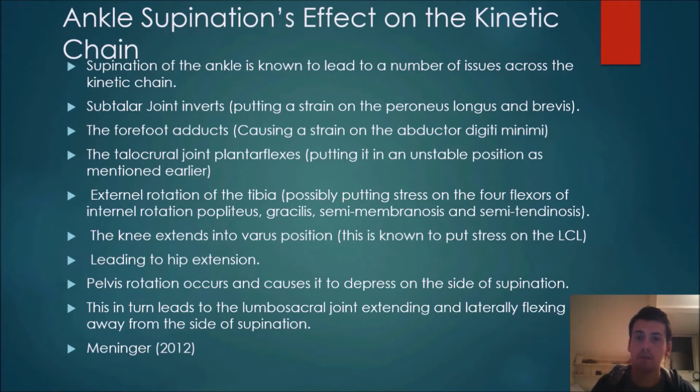The external rotation of the tibia possibly puts stress on the flexors of internal rotation, which are the popliteus, the gracilis, the semimembranosus, and semitendinosus. The knee extends into a varus position. This is known to put stress on the LCL. This then leads to hip extension. Pelvic rotation occurs and causes the hip to depress on the side of supination. This in turn leads to the lumbosacral joint extending and laterally flexing away from the side of supination, and this is all according to research done by Meninger 2012.